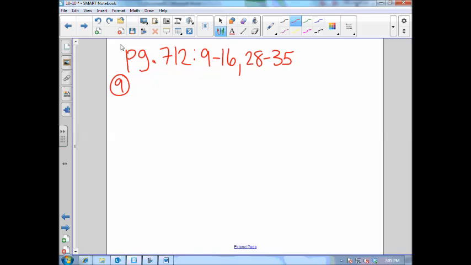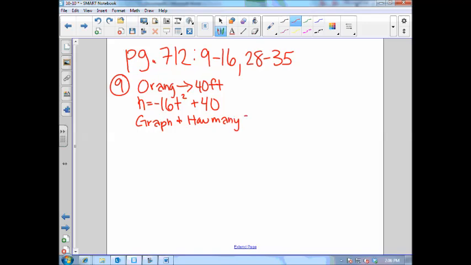A person walking across a bridge accidentally drops an orange into the river below from a height of 40 feet. The function h equals -16t squared plus 40 is the orange's approximate height h above the water after t seconds. Graph the function and find how many seconds for the orange to hit the water. So I just wrote down the important pieces, right?